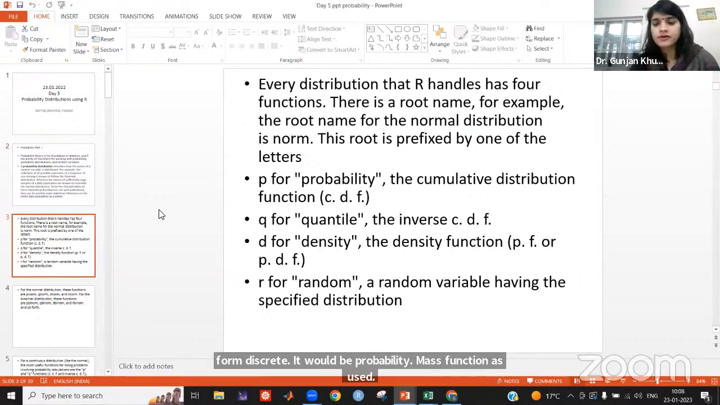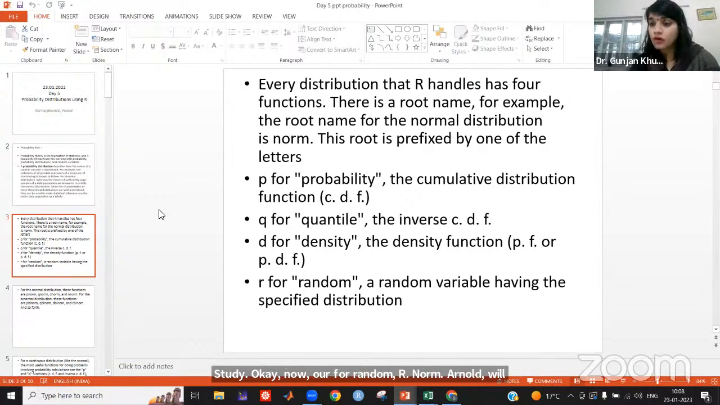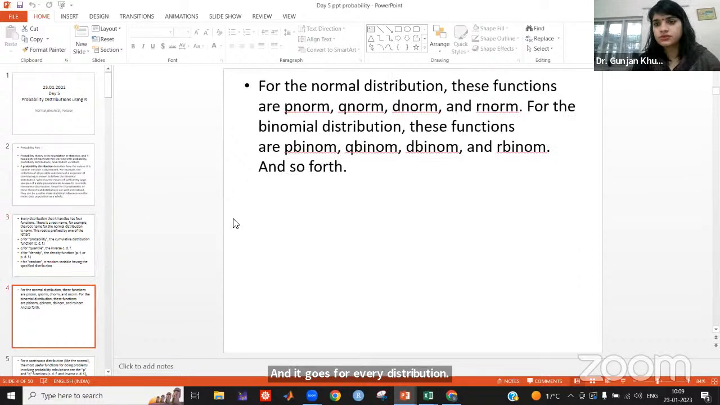Now R for random. rnorm will be used for creating random numbers that follow the normal distribution. So R is for random, a random variable having the specified distribution. So this is the rule which we follow in R, and it goes for every distribution. For the normal distribution, these functions are pnorm, qnorm, dnorm, and rnorm. For the binomial distribution, these functions are pbinom, qbinom, dbinom, and rbinom, and so forth. For other distributions also, they are defined.